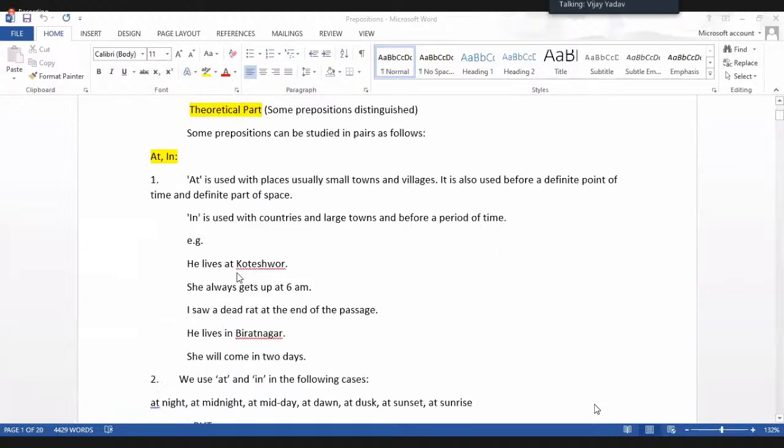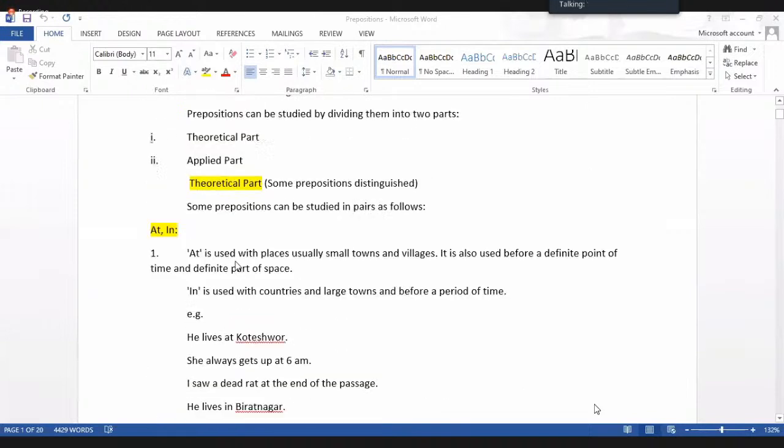Let's study this. Okay. So here, see, at. At is used with places, a small place, in simple terms, isn't it? So at is used with small places. In is used with big places. All of you know this. At is used with a small place and in with a big place, isn't it? So here, in is used with countries, large towns, and also before a period of time.